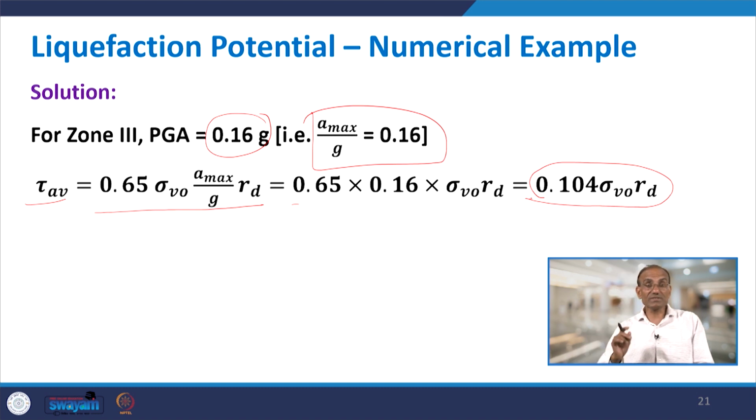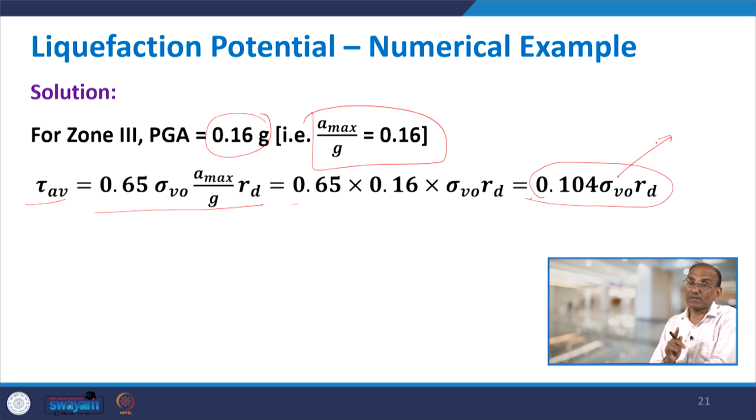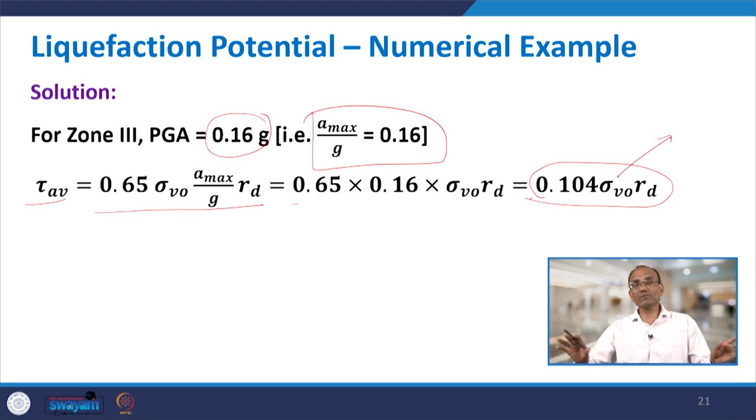And let me emphasize it again: when you calculate the value of tau average, it should be total overburden pressure, not the effective overburden pressure. Most of the students make the mistake here of using effective overburden pressure in this equation. As a result, their whole calculation further becomes wrong. So be careful, otherwise if you use effective overburden pressure here in this equation, you will get 0 marks.